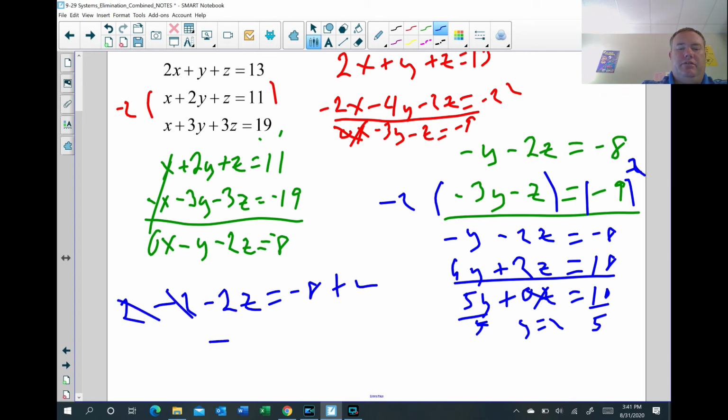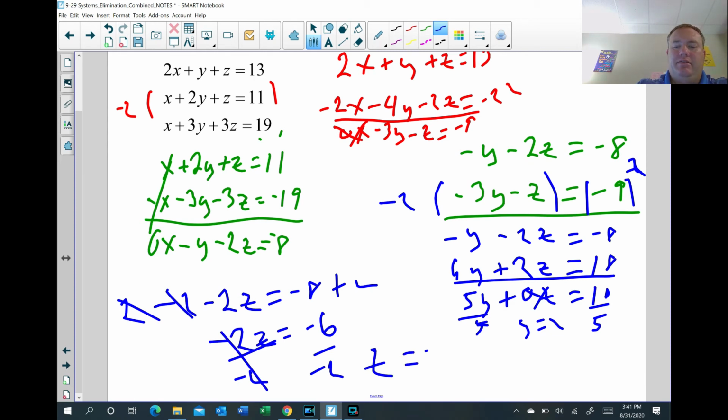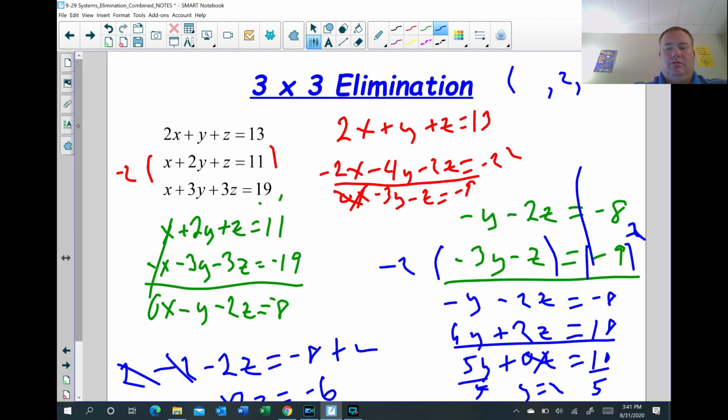Why is this doing this? It's taking forever. -z is equal to -6. There we go, that's better. Divide by -1. We now have z. z is now a 3. So now we have y.